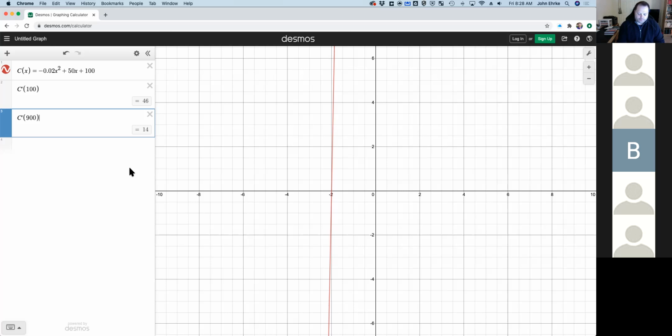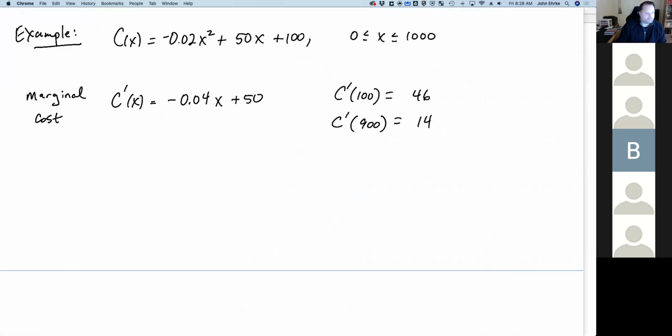So I do want to talk about average cost real quick. So we've got the marginal costs here. Let's make sure we understand the units. This 46, what are the units for that? Does anybody know? Cost per item.